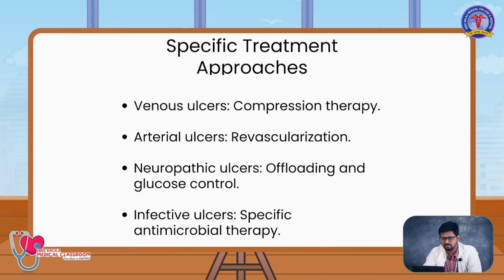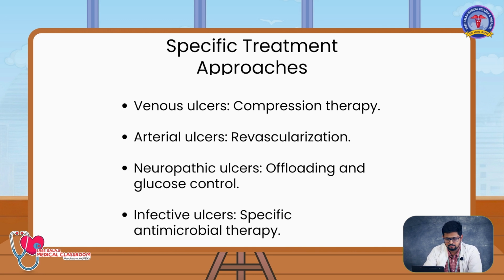For arterial ulcer, we have to make sure revascularization is there. So we have to confirm this by doing a proper Doppler scan, and we have to look for any blockages there. We have to confirm with angiography if needed. For neuropathic ulcers, offloading procedures and diabetic control are more important, and for infective ulcers, specific antimicrobial therapies will be helpful.